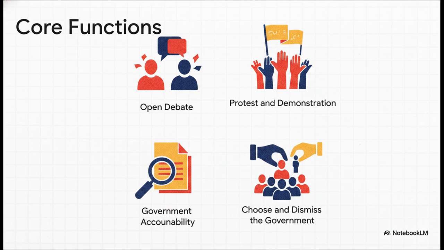The floor of Parliament can be a pretty wild place. You've got walkouts, protests, super passionate debates. But all of that action, all that noise, it all serves one purpose: to hold the government accountable. And don't forget, Parliament has the ultimate power. It can choose and dismiss the government.